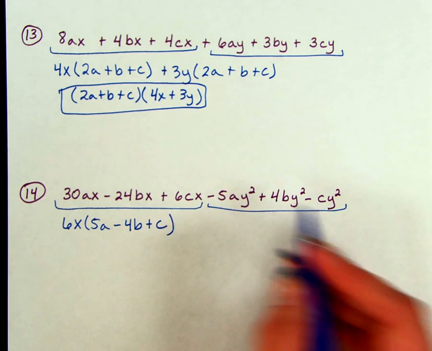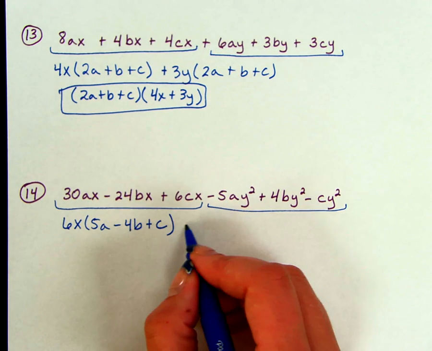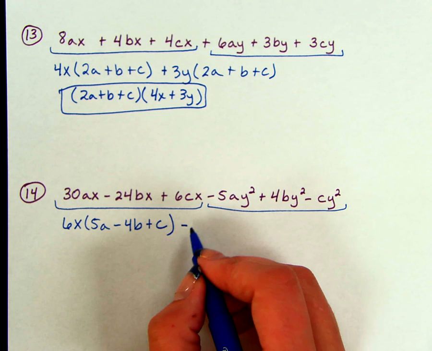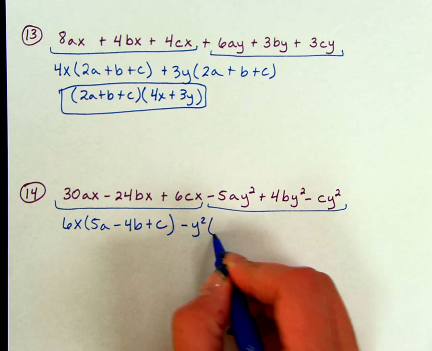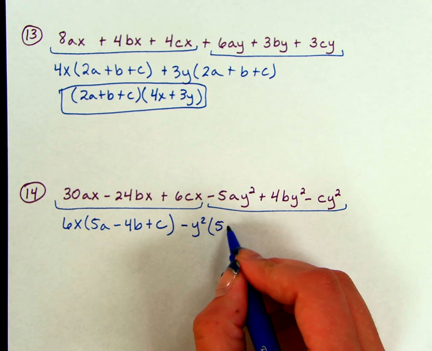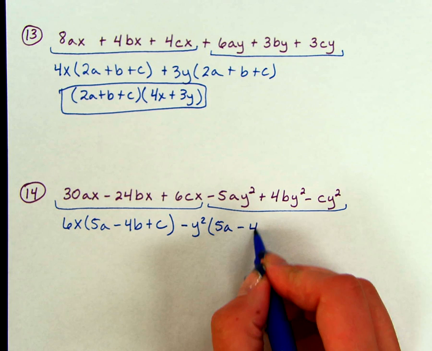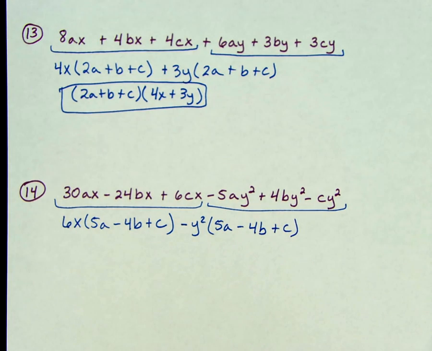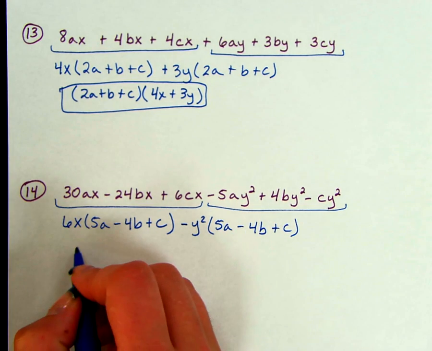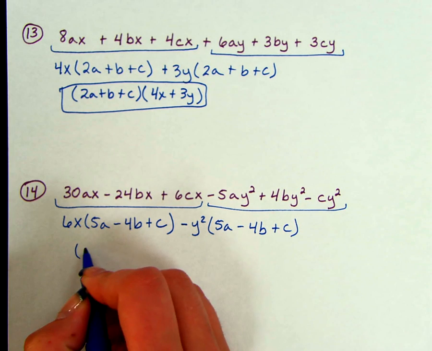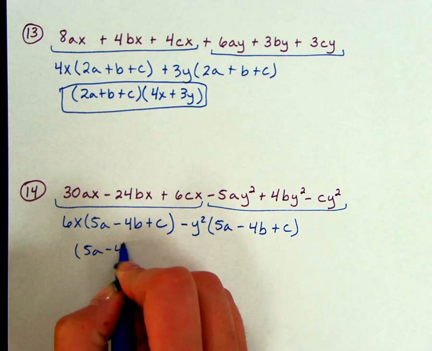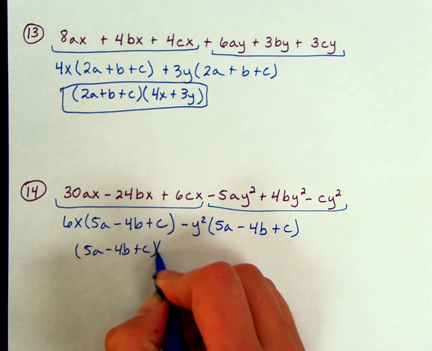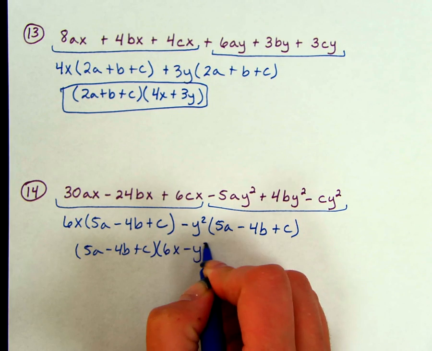In the second group, it looks like we can factor out a negative y squared. So that will leave us with 5a minus 4b plus c. So parentheses match. So my final factored answer is going to be 5a minus 4b plus c times 6x minus y squared.